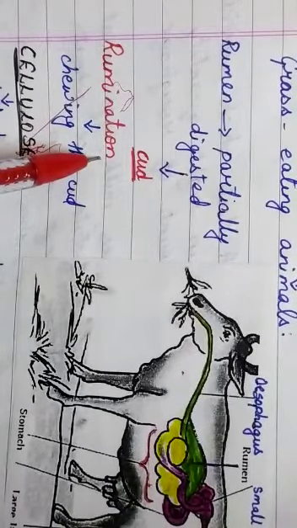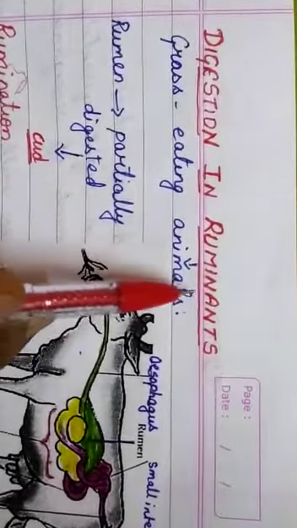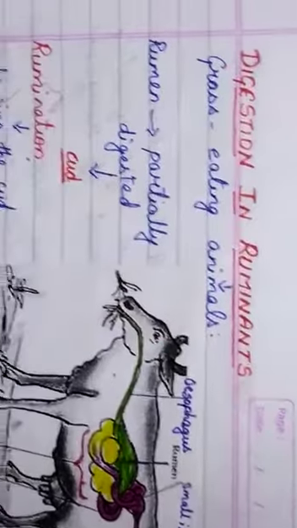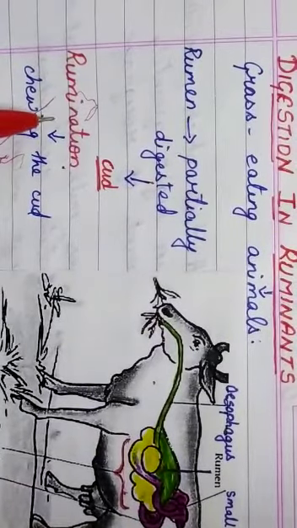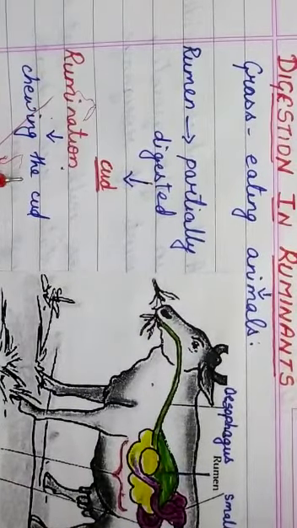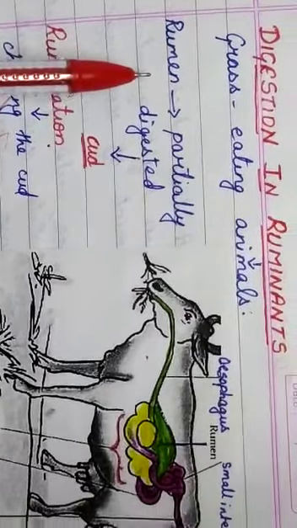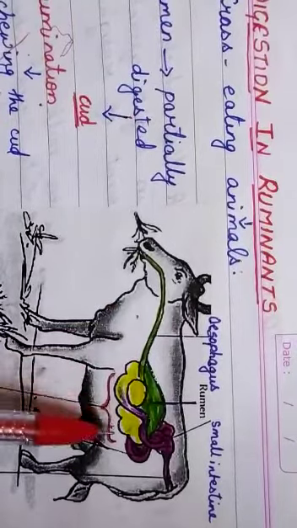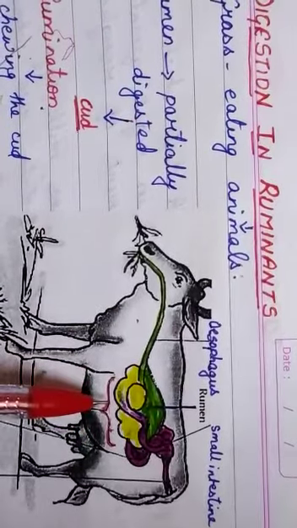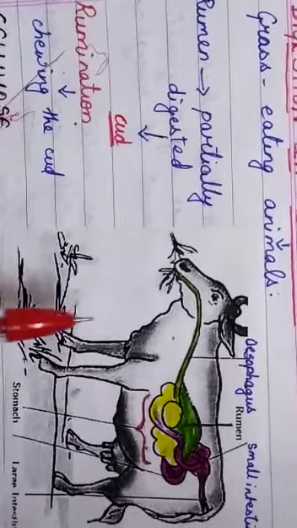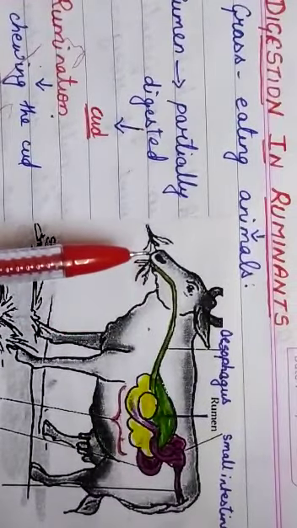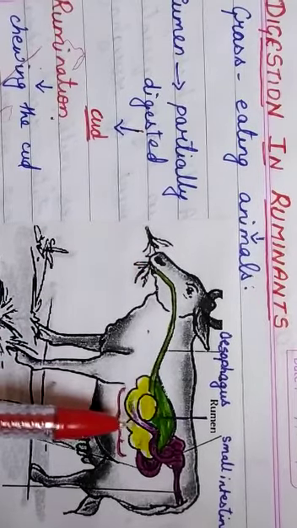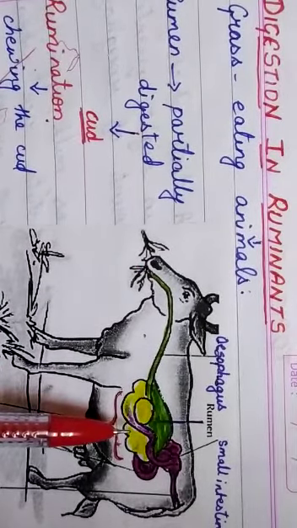Clear? So there are again 3 terms. One is ruminants. Ruminants means grass eating animals. Then rumination is the procedure of chewing the cud. And rumen is the part of stomach in the ruminants. Clear? So this is the process of digestion in the ruminants. After chewing the cud, when they take it back to the stomach, the process of digestion takes place in the same way.